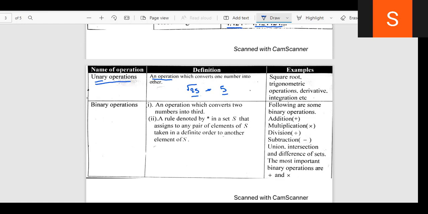But this is the new thing, binary operation, right? And we have to discuss this again. An operation which converts two numbers into a third, a rule denoted by star in a set S that assigns to any pair of elements of S taken in a definite order another element of S.